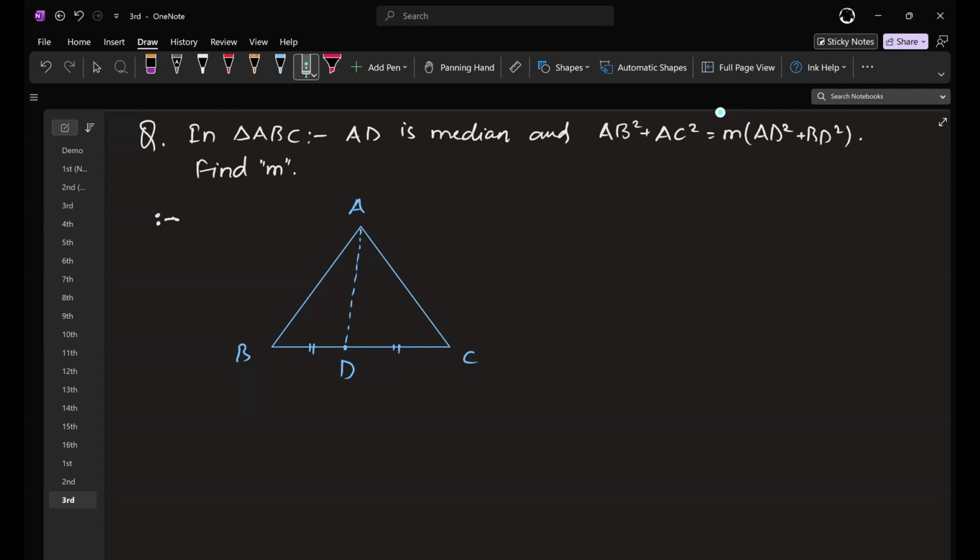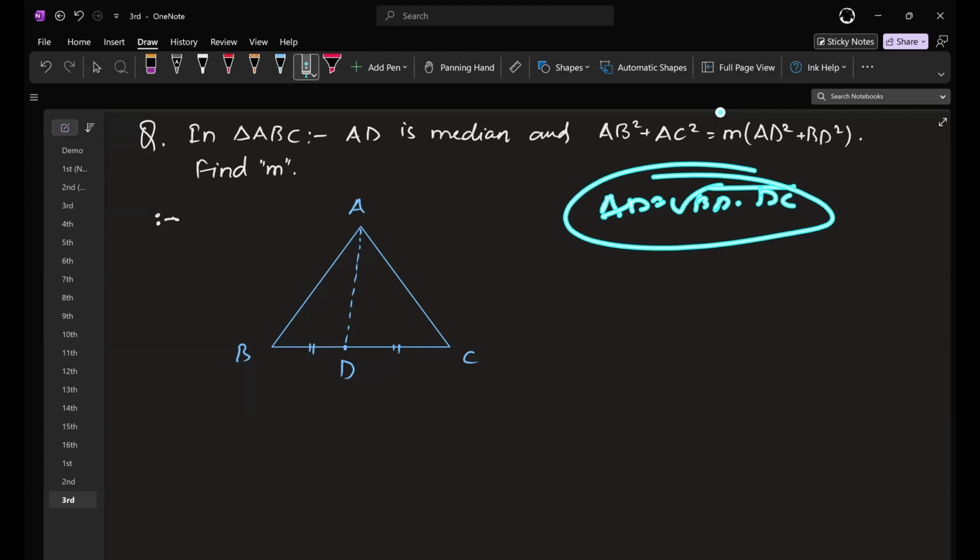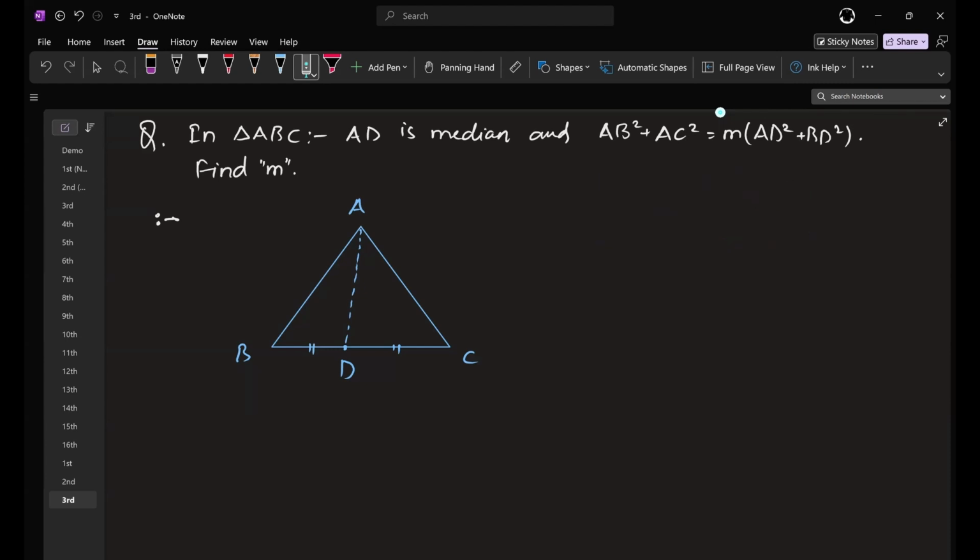Does AD equal the square root of BD times DC? AD is equal to under root BD into DC. What property is that? Wait, no, that's the altitude. So we can't do that.